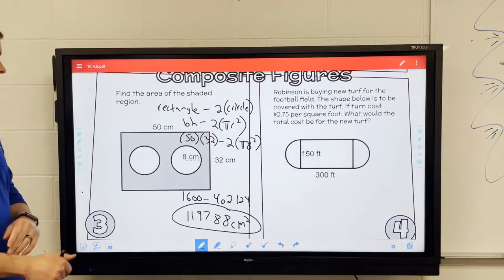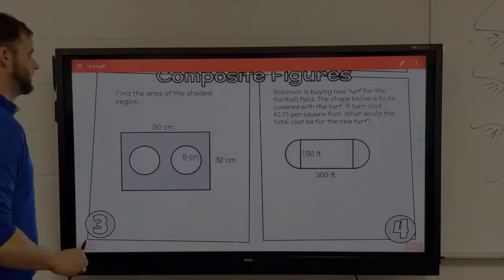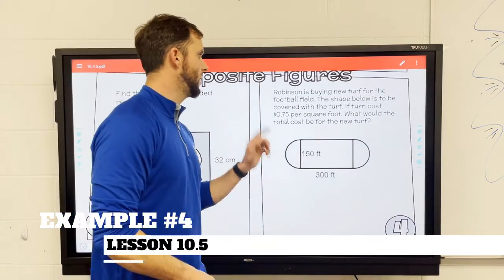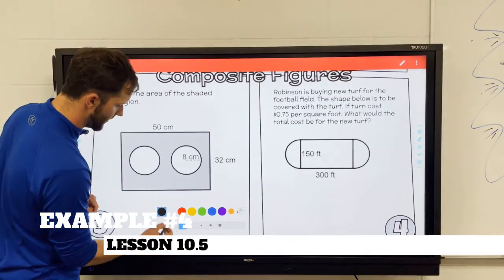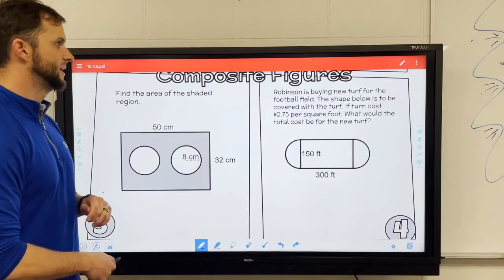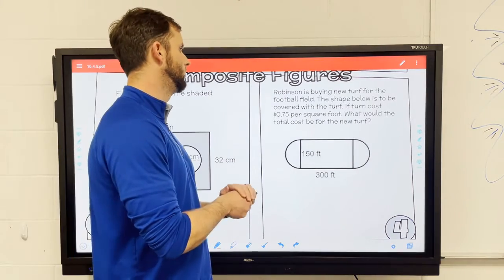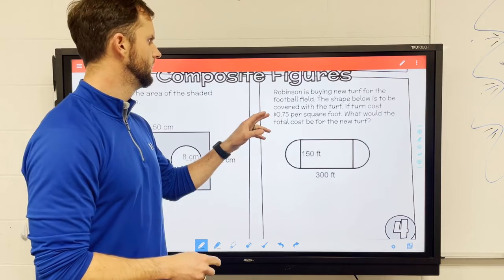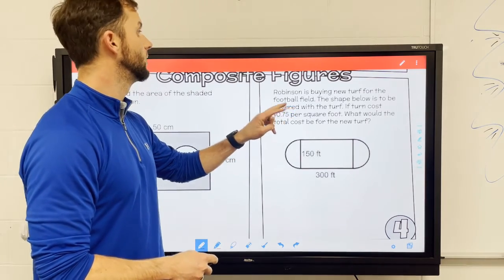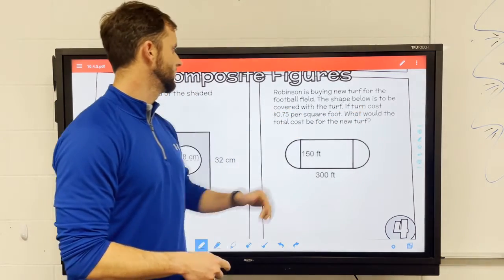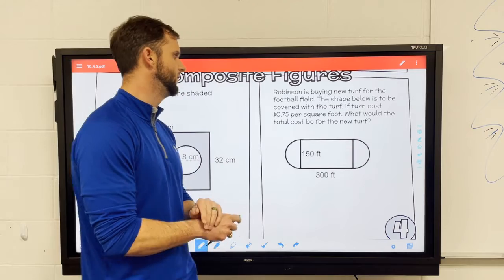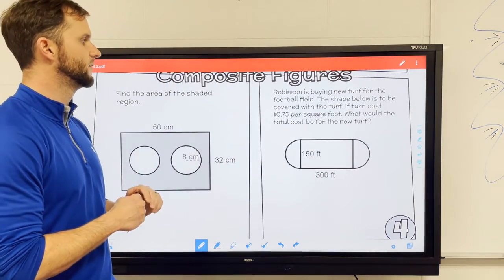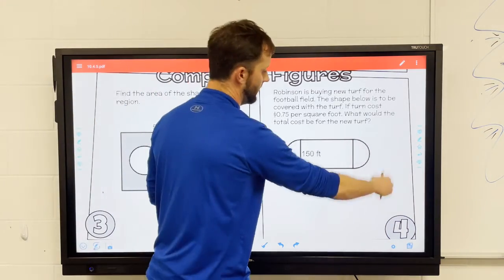Let's jump over to our last example here. On this last example, it says Robinson is buying a new turf for their football field. It says the shape below is covered with the turf. If turf costs 75 cents per square foot, what would the total cost be for the new turf? So if they're covering all of this here.